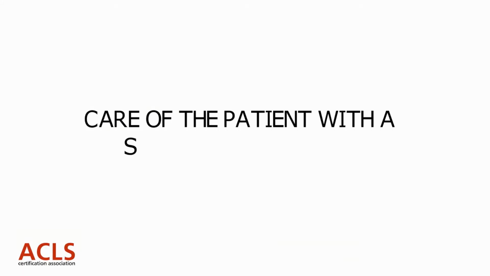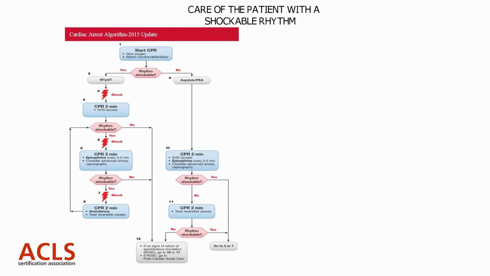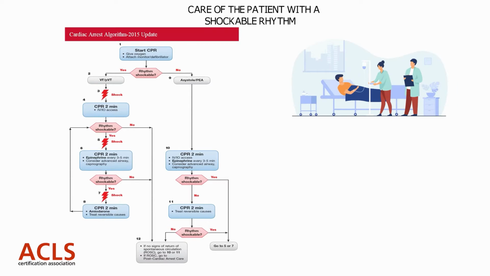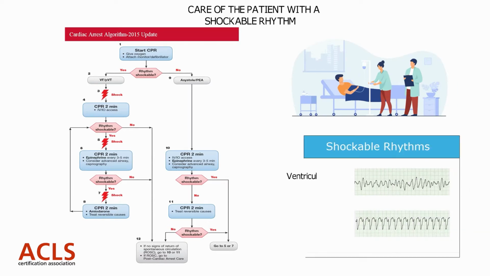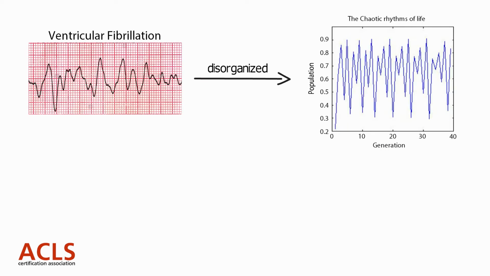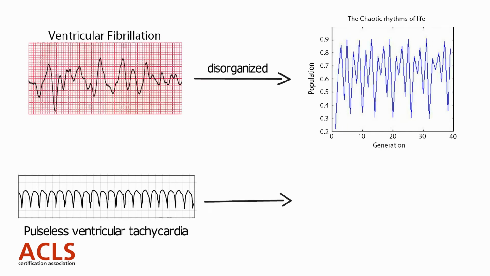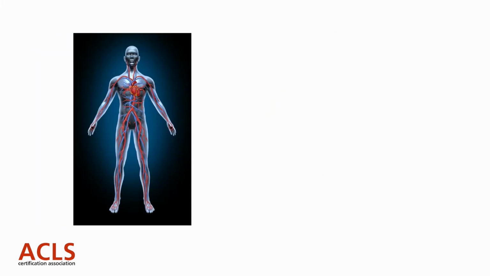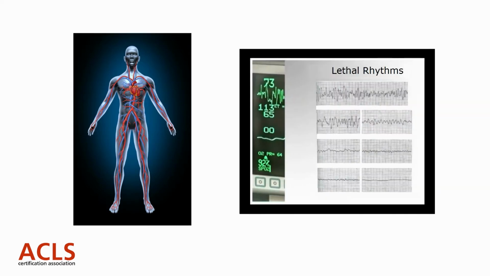Now, let's get started. Care of the patient with the shockable rhythm. This section of the cardiac arrest algorithm details the general care of a patient with a shockable rhythm, such as ventricular fibrillation, or VF, or pulseless ventricular tachycardia, or PVT. Ventricular fibrillation is a disorganized and chaotic rhythm, while pulseless ventricular tachycardia represents an organized rhythm. Neither, however, generate the blood flow required to sustain life. For this reason, both are classified as lethal rhythms.